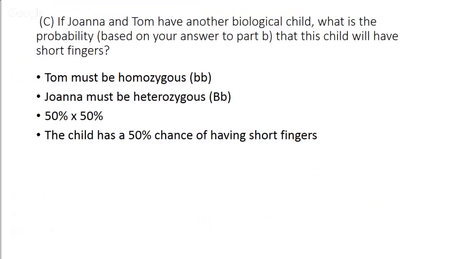The last part of the question asks, if Joanna and Tom have another biological child, what is the probability, based on your answer to part B, that this child will have short fingers? Well, if we look at what we have, we determined that Tom must be homozygous recessive, and Joanna must be heterozygous dominant. So it turns out that we have a 50% chance of each for the biological child to have short fingers or normal fingers. So there's a 50-50 shot of this child having short fingers.